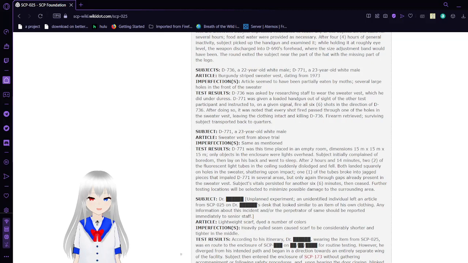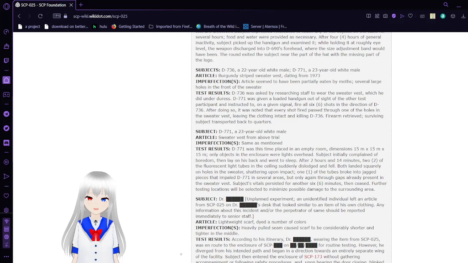Test results. D736 was asked by research to wear the sweater vest, which he did under the rest. D771 was given a loaded handgun out of sight of the other test participant, and instructed to, on a given signal, fire all six shots in the direction of D736.